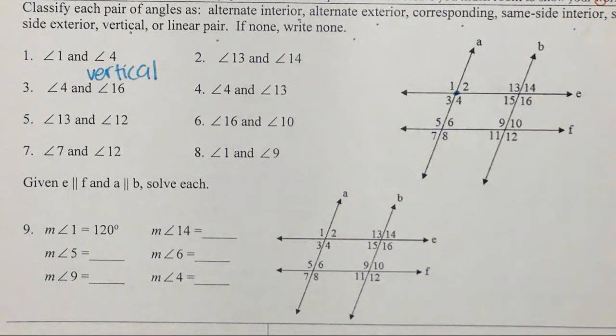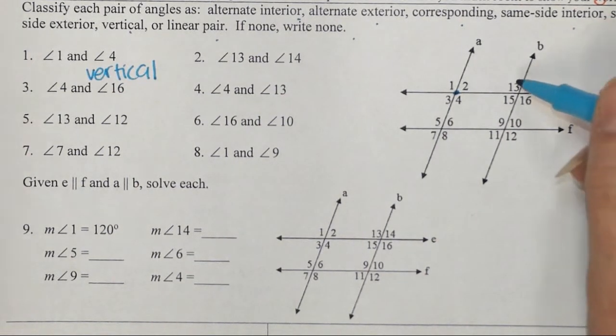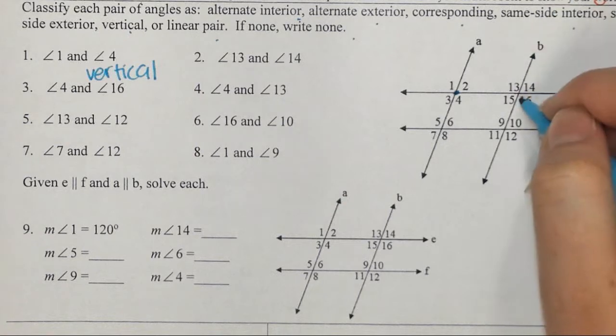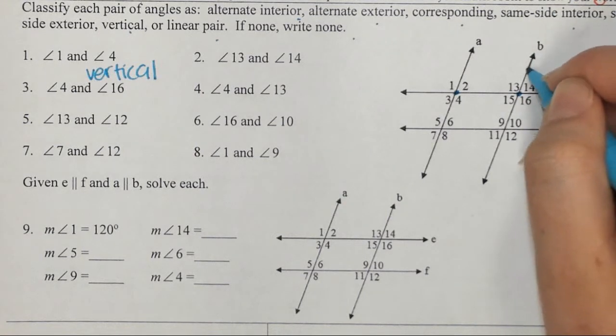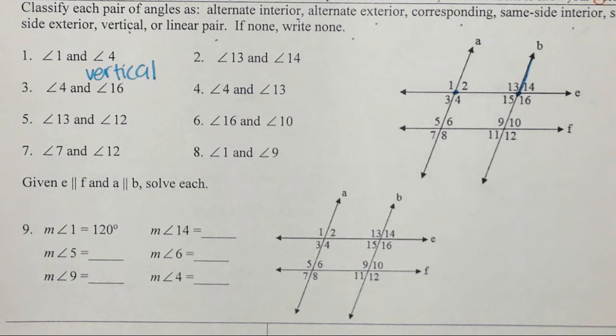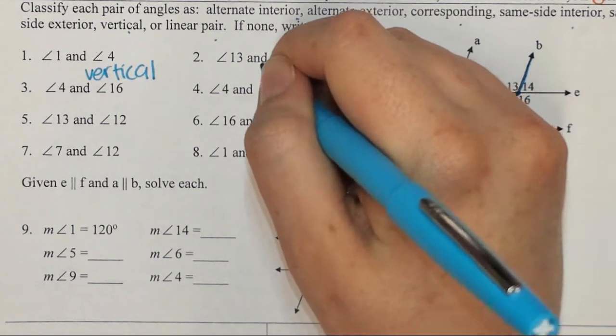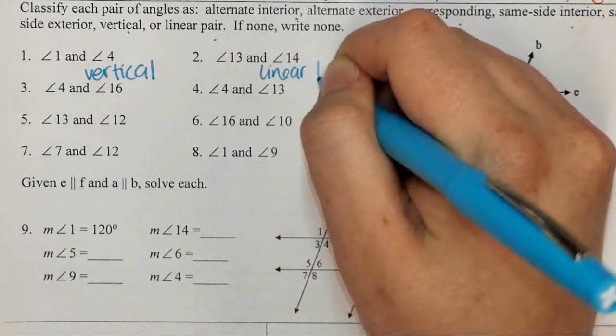Okay. Number 2 is asking us to look at 13 and 14. So once again, these angles share a vertex and a side. They're adjacent to each other and they form a line. So these are a linear pair.